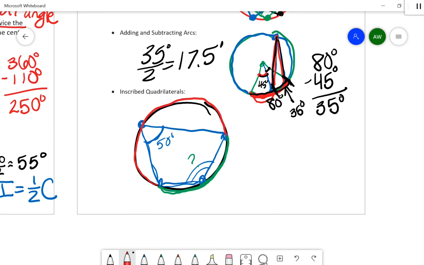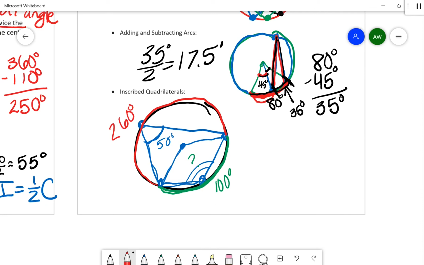So if I were to try to get, let's give my circle a center here. If I were to try to get, okay, what's the size of the green arc? Well, I make my central angle, right? I know that this 50 degrees is half of what I need, so I need to double that. So that means that this green arc is 100 degrees. And then I need to think, okay, if the green arc is 100 degrees, what's the red arc? I know that I'm going to get that by subtracting from 360. So I'm going to get 260 degrees.